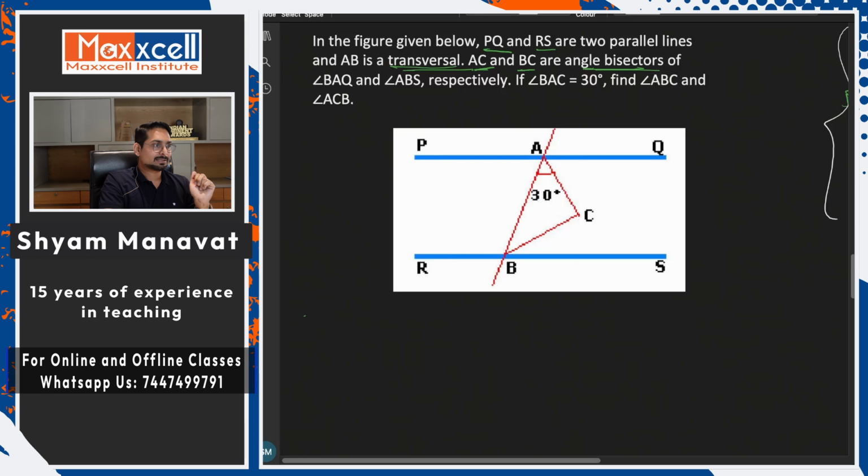Name of the angle bisector respectively. If this is given to be 30 degrees, then find ABC. ABC means we need to find this angle, and ACB means we need to find this angle. So if you look at these three angles which I marked in green, they form a triangle. So the sum of all these three angles is supposed to be what? 180 degrees, right? Because they are forming a triangle.